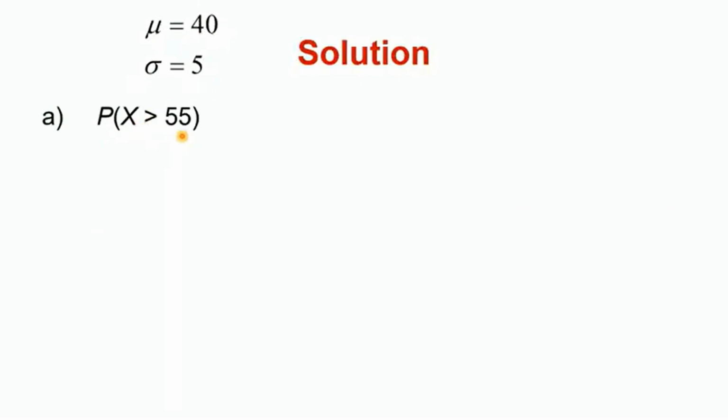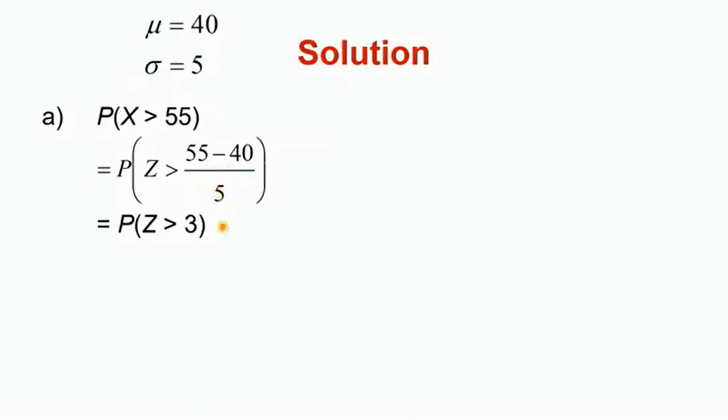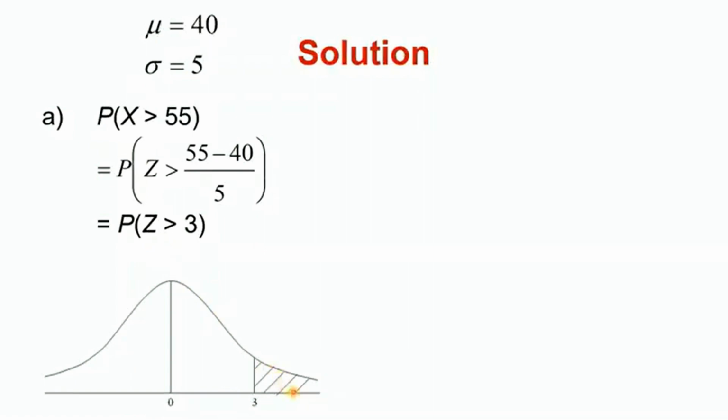I can use the formula for z. Z is x minus mu divided by standard deviation. 55 is the value of x, 40 is the mean and 5 is the standard deviation. Then you need to calculate first the value for z based on the value for x. If you try this one, you get z more than 3. For 3, you can go to table 1, and because z is positive, you can find it directly from the table. For z more than 3, the value of probability or area is 0.00135.